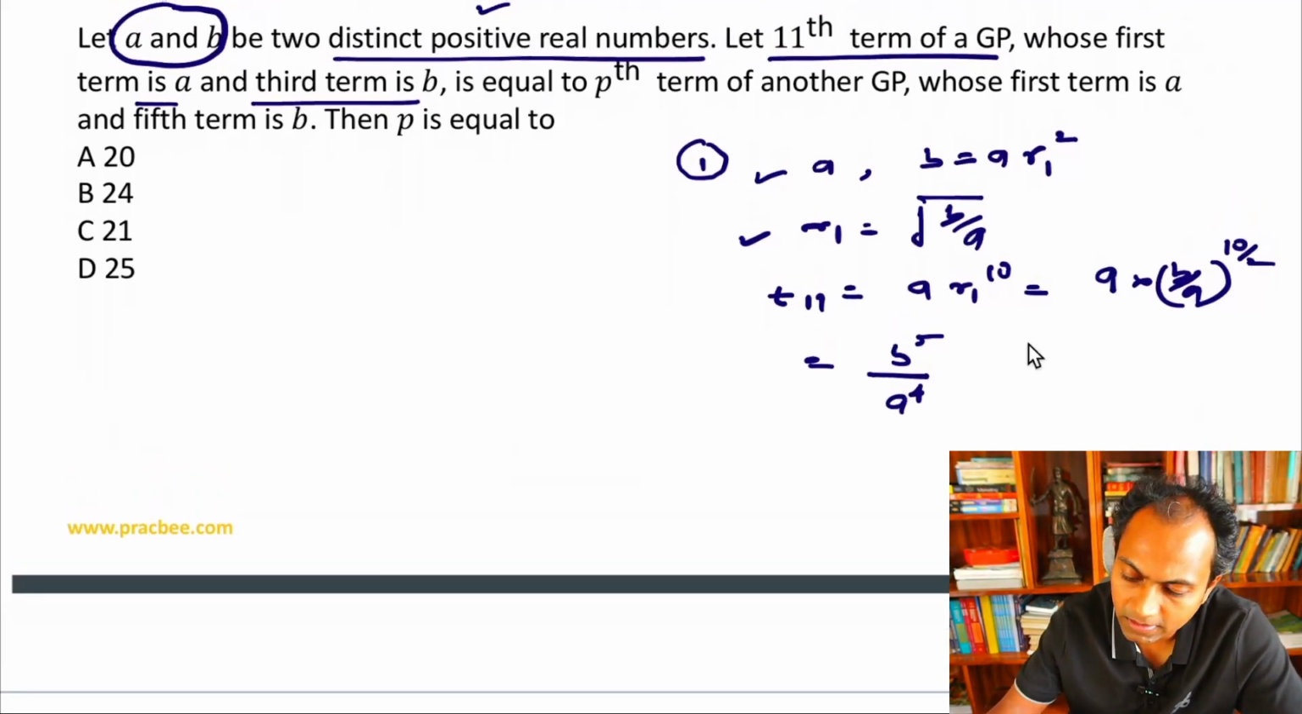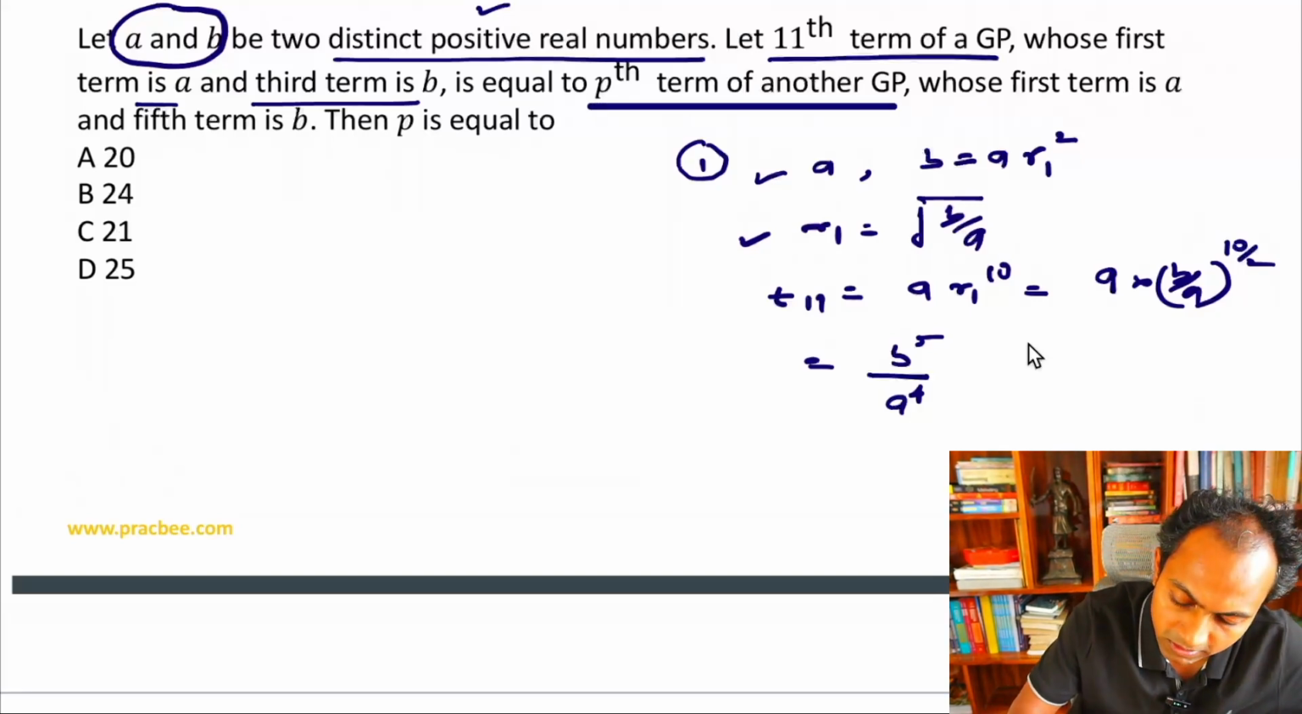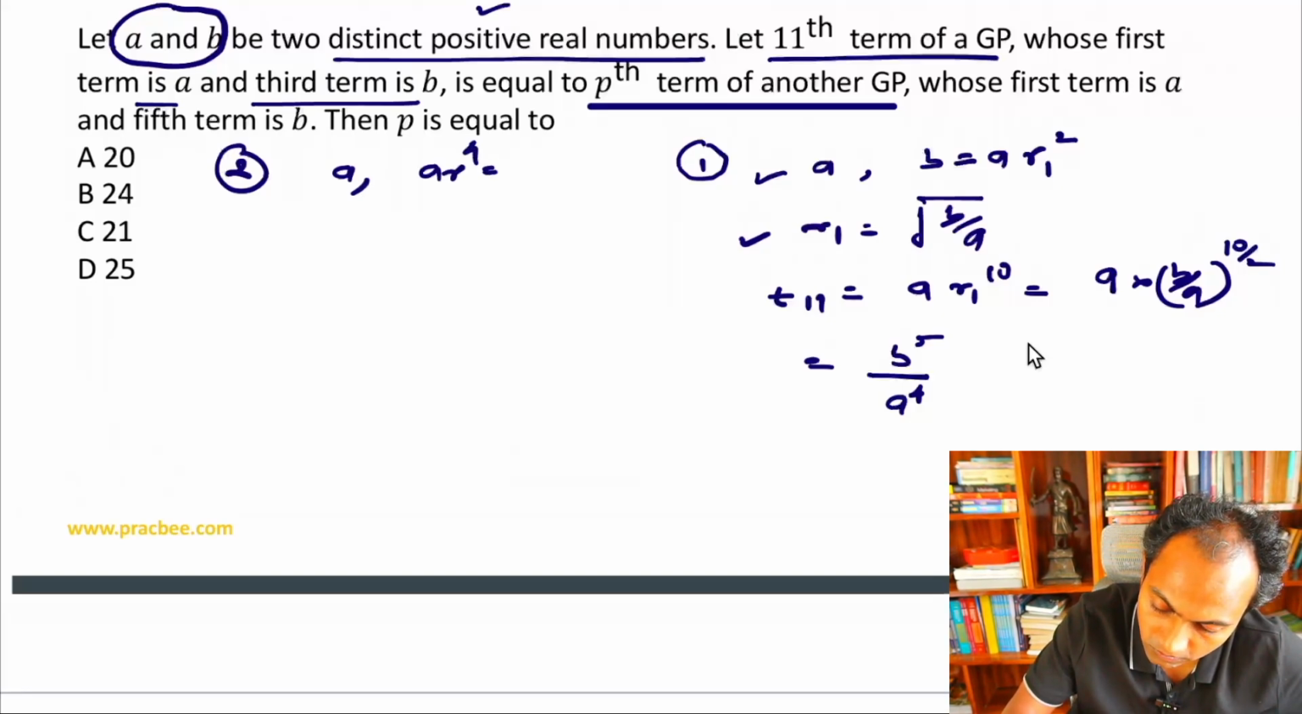In the second part, what they are saying is this is equal to the pth term of another GP. So now they are talking about another GP, the pth term, whose first term is A and fifth term is B. So the first term is already given as A, and now the fifth term: A R raised to the power 4 is equal to B. So from here you can get the value of R2. This is B by A raised to the power 1 by 4.